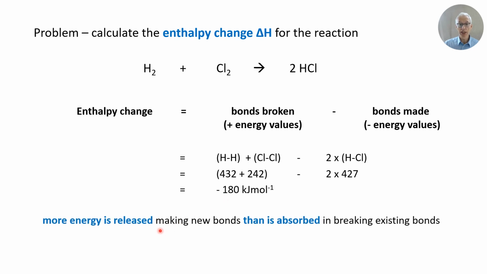That means that more energy has been released. The sum of these bond energy values here is greater than the energy absorbed in breaking the bonds in the reactants. So summing these bonds is less than the sum of 2 times the hydrogen chlorine. Therefore, the reaction is exothermic. The reaction is exothermic because more energy was released in making the bonds than was absorbed in breaking the bonds in the reactants.